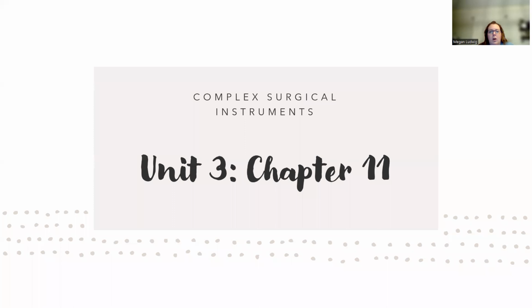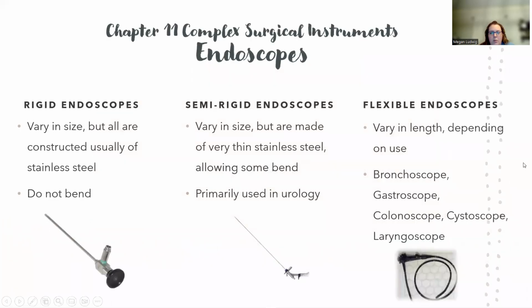All right, chapter 11 is complex surgical instruments. There's a lot of supplies and instrumentation that you'll have to know. So if you're ever confused as to which way it needs to be sterilized and you're on the job, always make sure you reference that IFU, because there's going to be one for just about everything.